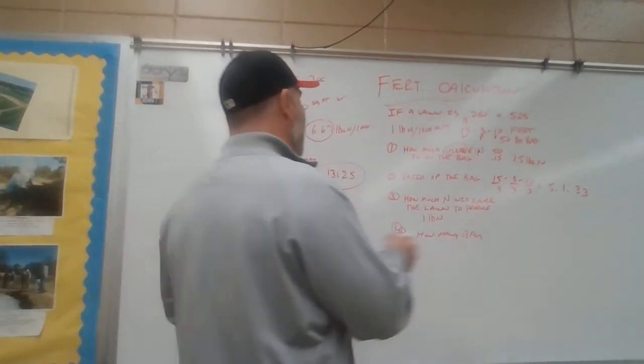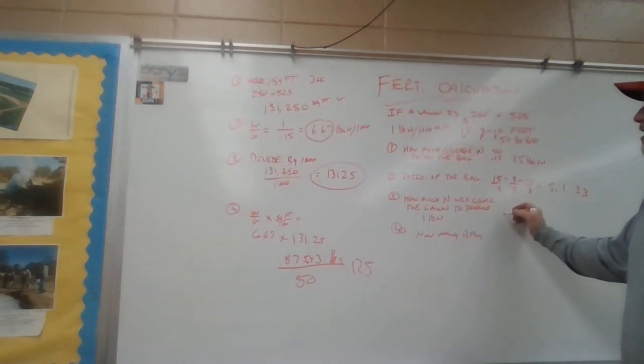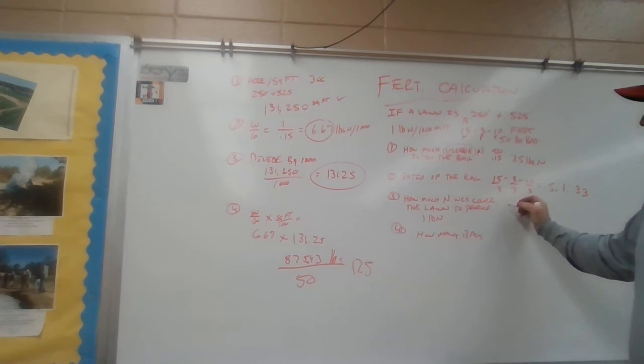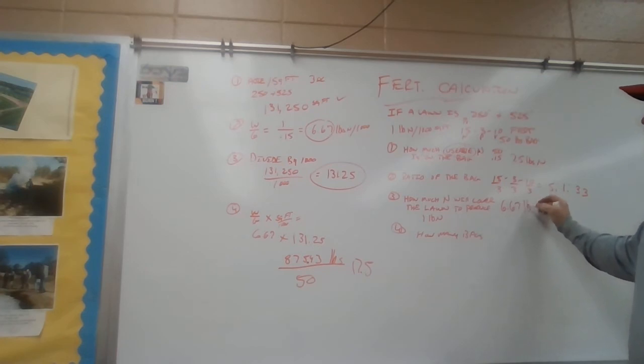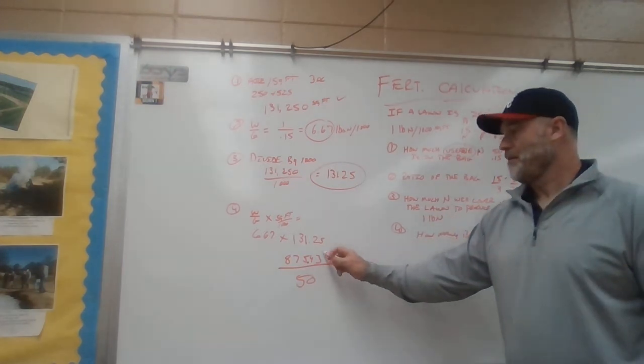So for that, we had how much nitrogen to put in the lawn to produce the 1 pound of N. And I would set 6.67 per 1,000. But actually, the answer would be.